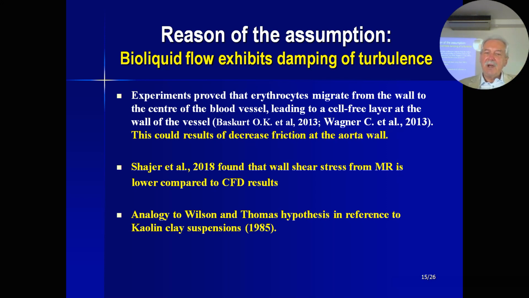And this reminds me of some analogy of Wilson and Thomas hypothesis. Just in 1985, Wilson and Thomas proposed hypothesis that in case of kaolin flow, there is suppression of turbulence at the wall, and as a result, there is a thicker viscous sublayer, and as a result, there is a lower friction than we expect it should be.